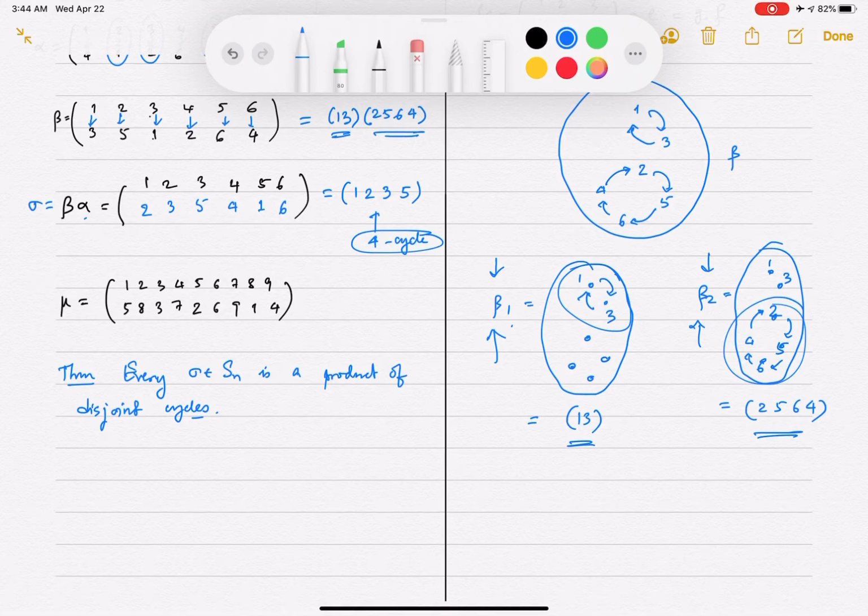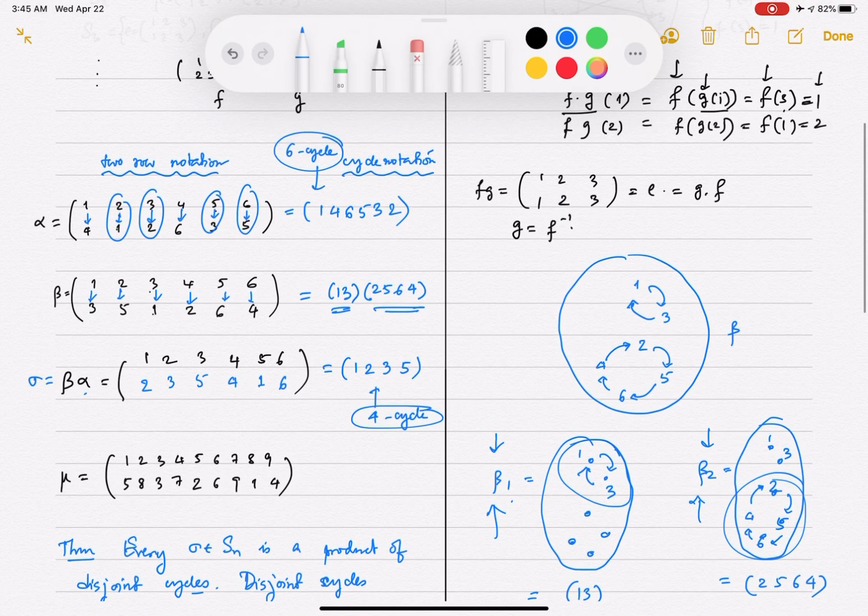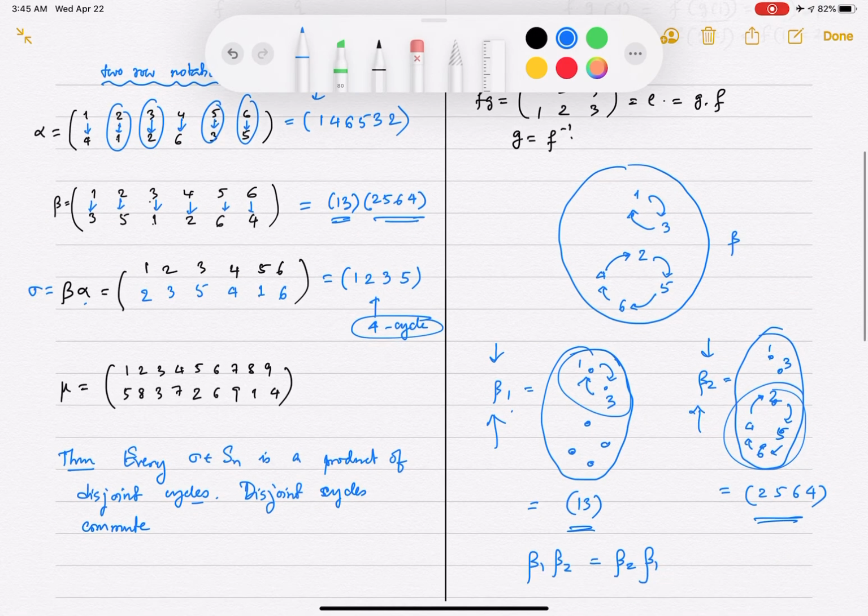And further, disjoint cycles commute. So beta 1, beta 2 is the same as beta 2, beta 1. So the order really doesn't matter. There are various things the cycle notation is good for. It's definitely shorter, but it's also, using it, you can compute various things. So let's actually write down cycle notation for this mu.